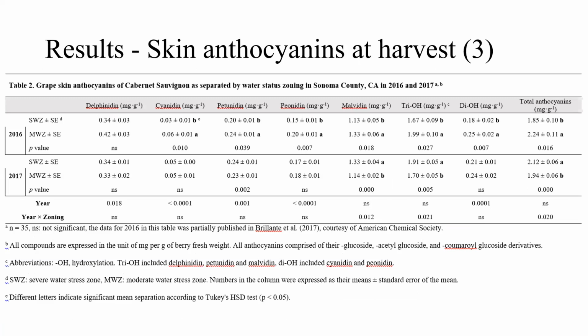Skin anthocyanins between the two zones, the first year showed most of the differences. The moderate water stress zone showed higher values in every anthocyanin derivative and total anthocyanins at harvest. Conversely, in 2017, the total malvidins, trihydroxylated anthocyanins, and total anthocyanins were higher in the severe water stress zone at harvest.